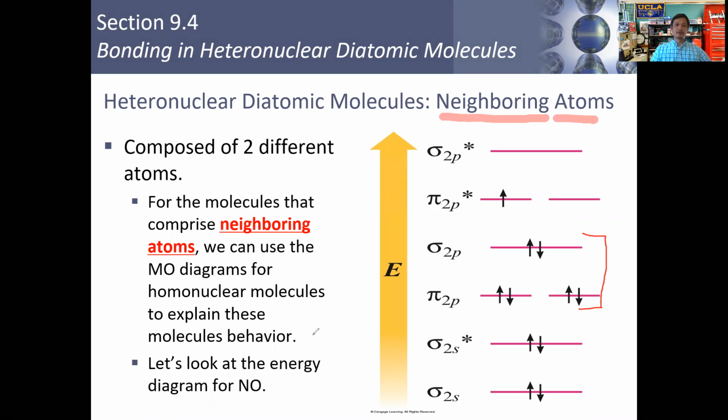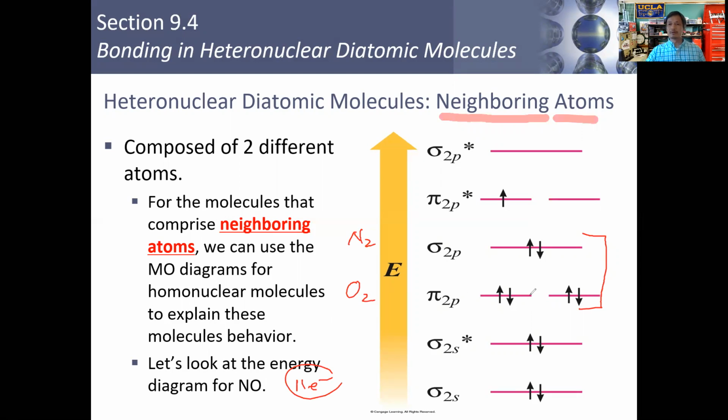So the electron configuration and the energy diagram of nitrogen monoxide can be similar to that of dinitrogen rather than dioxygen. Remember, with dioxygen, you'd have these two flipped around. Afterwards, you just fill it out. You count the total number of valence electrons here, which would be 11. Starting at the bottom: 2, 4, 6, 8, 10, 11, and that's how you fill it in.